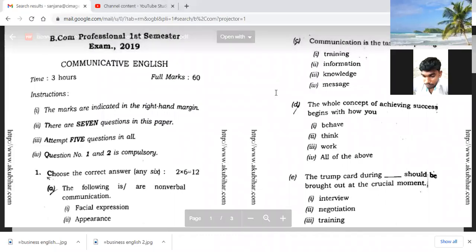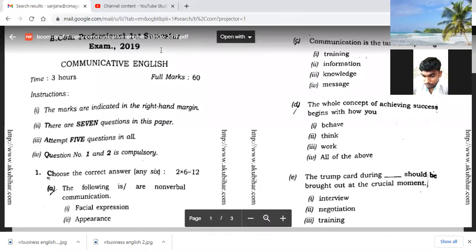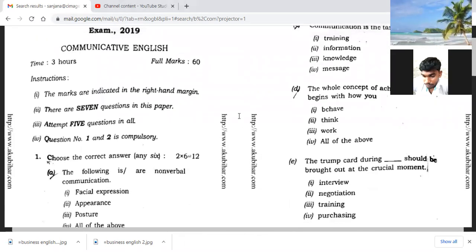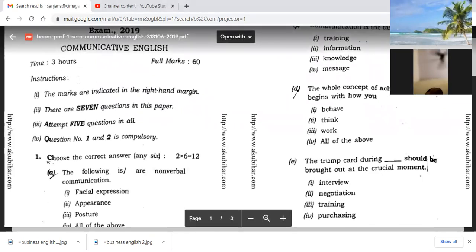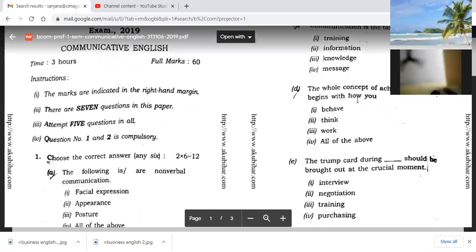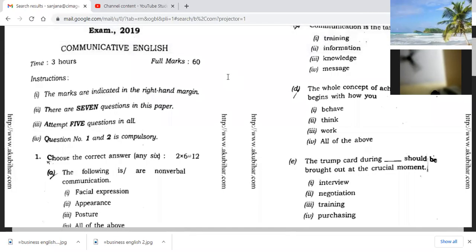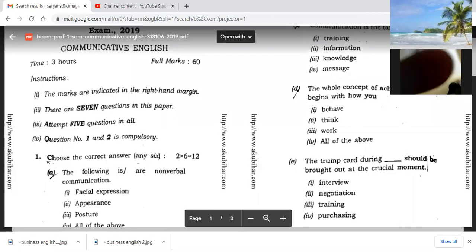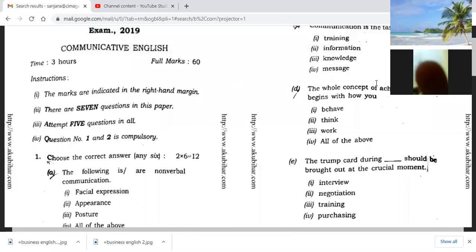So this is your exam of 2019. Communicative English 2019, right? The time which will be given to you is 3 hours. Full marks 60. Fine. Can you all see the screen? Yes, ma'am. Okay. So this is the type of questions which will come in your external exam.